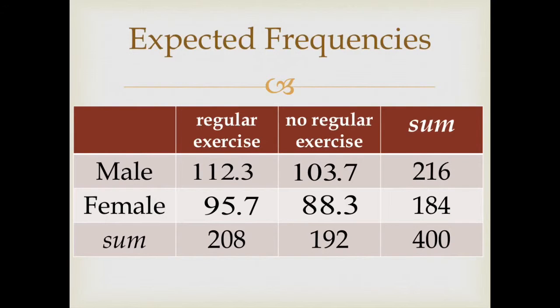Alright, now we're back to our original problem about exercising regularly and not regularly exercising. Now that we have the expected values for those, we're going to use those combined with the observed values to calculate chi-squared. And then we'll talk about how to interpret it.